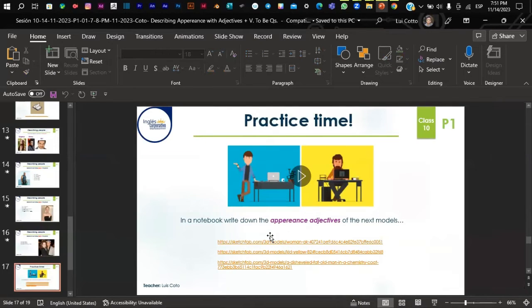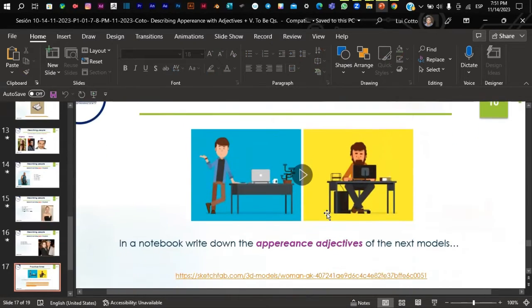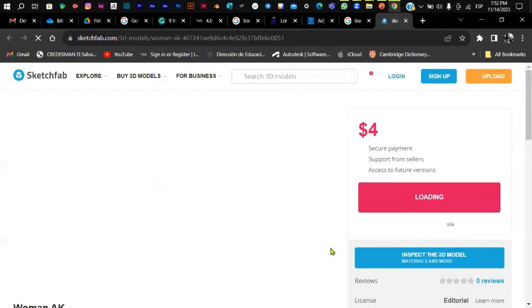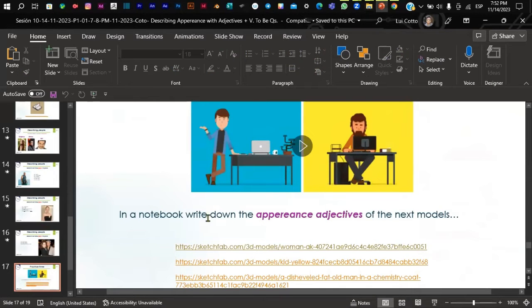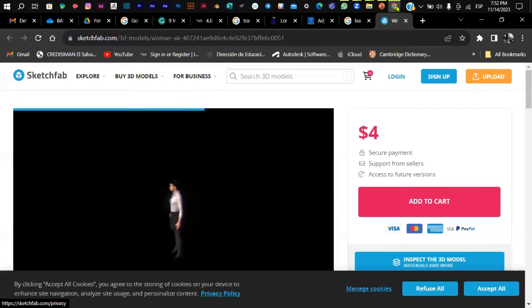Check your homework, guys. You have three links. Hay tres links in the practice slide. Let's open the first one. What is the indication? ¿Cuál es la indicación? In a notebook. Write down appearance adjectives of the next models. What is the first model?